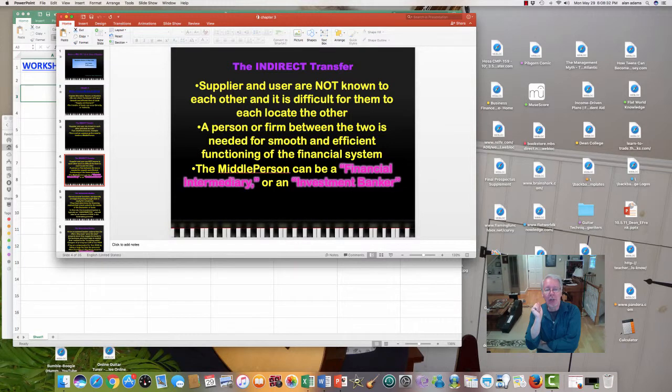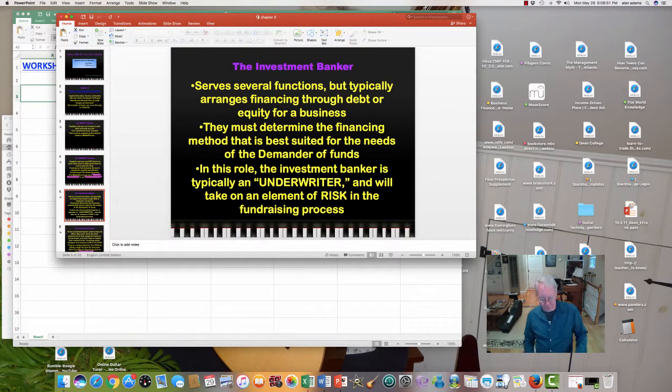Okay, we have two types. The middle person that brings us together, ladies and gentlemen, can either be an investment banker or what we call a financial intermediary, okay? In both cases, there's a middle person involved, and that makes this a so-called indirect transfer, okay? We're going to start with the investment banker. Now, an investment banker fulfills a lot of functions, okay? They can be a consultant. They can make purchases and sales of companies happen.